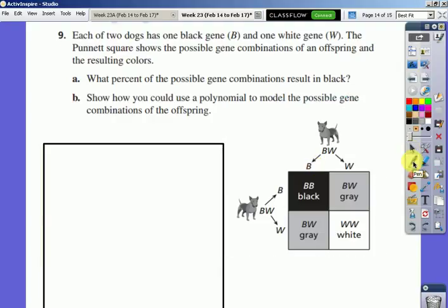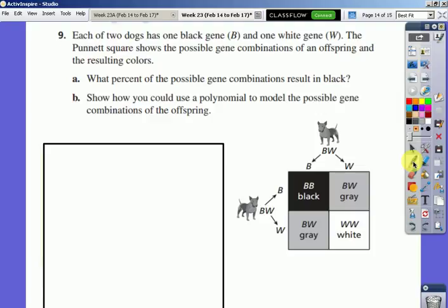Now, this is a pretty simple one. A says, what percent of the possible gene combinations results in black? 100%. Yep, how'd you get that? Because it's 1/4 and 1/4 is 0.25. Yeah, 1/4. Show how you could use a polynomial to model the possible gene combinations of the offspring.